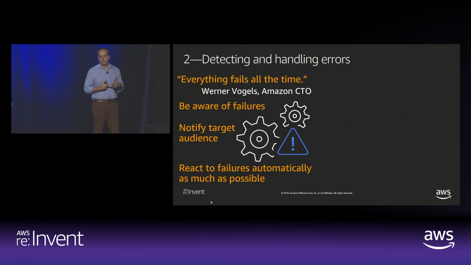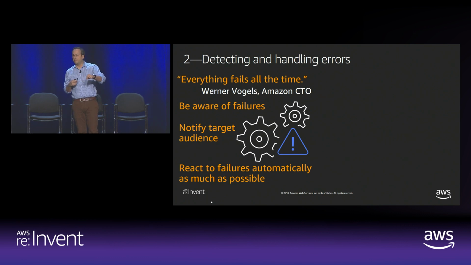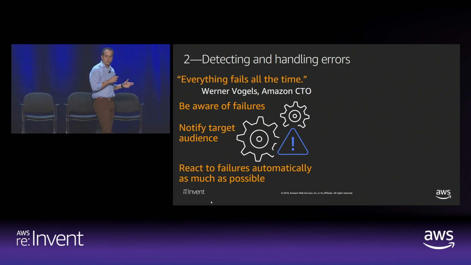You need to know when failures happen. You need to be able to detect them and notify the right audience whenever errors happen. And last but not least, you need to automatically react to failures whenever it's possible. It's not 100% of the cases that it's feasible to automatically react to failures, but whenever possible, try to close that loop with self-healing automation. So John is going to show how we do that on Acme Bots.